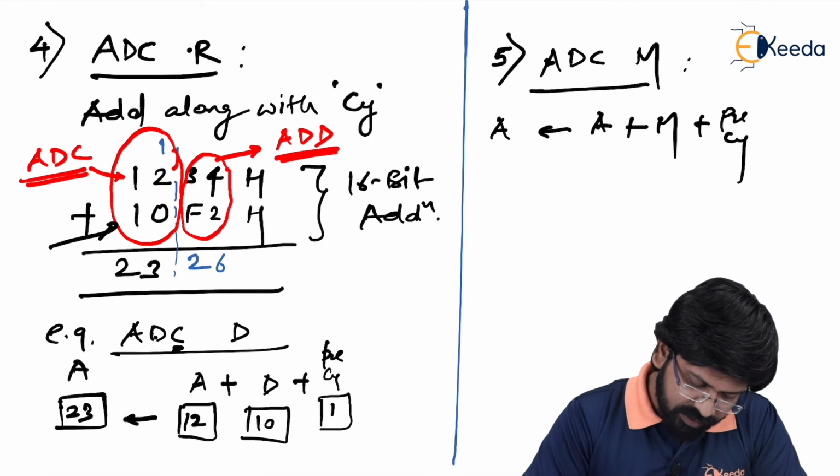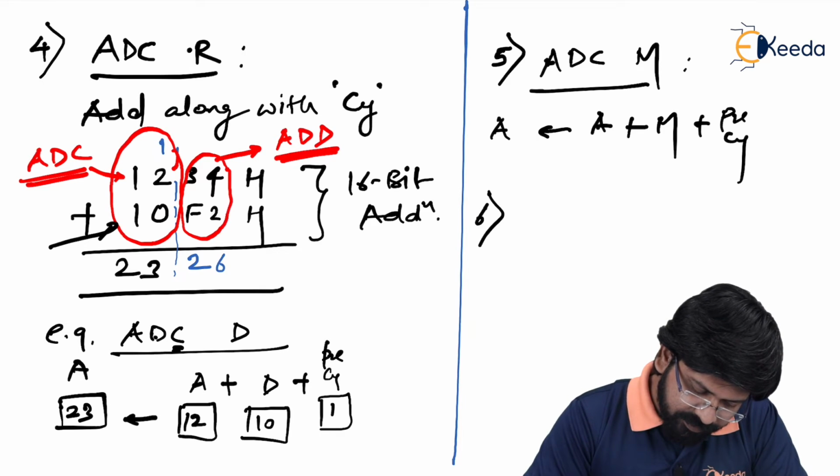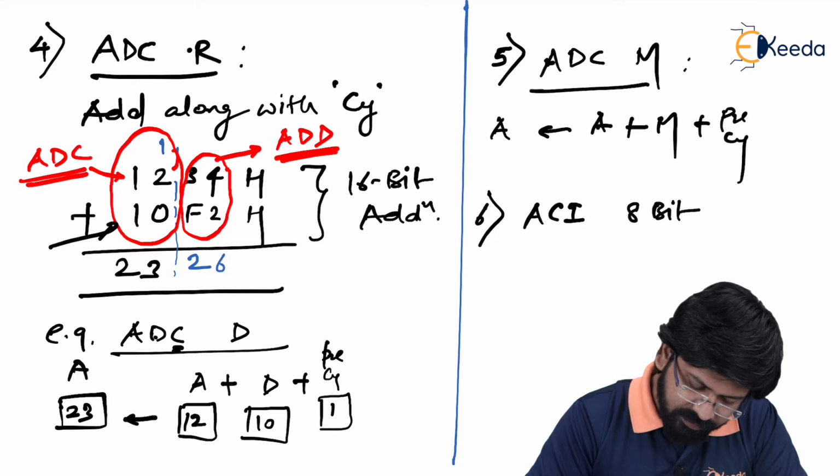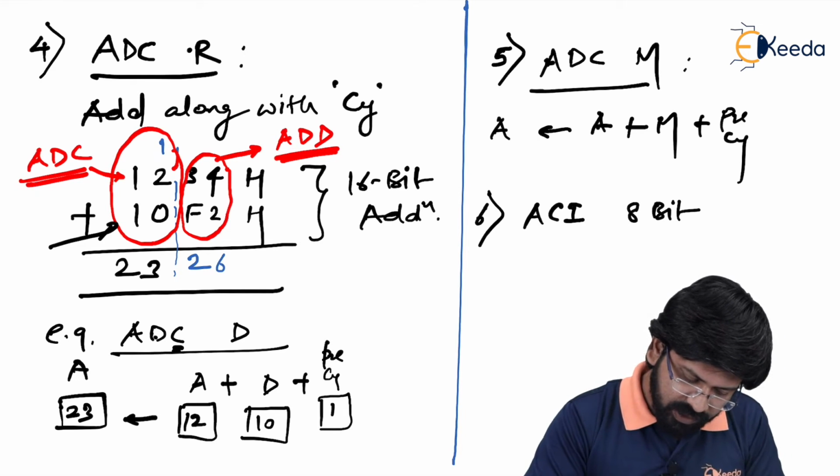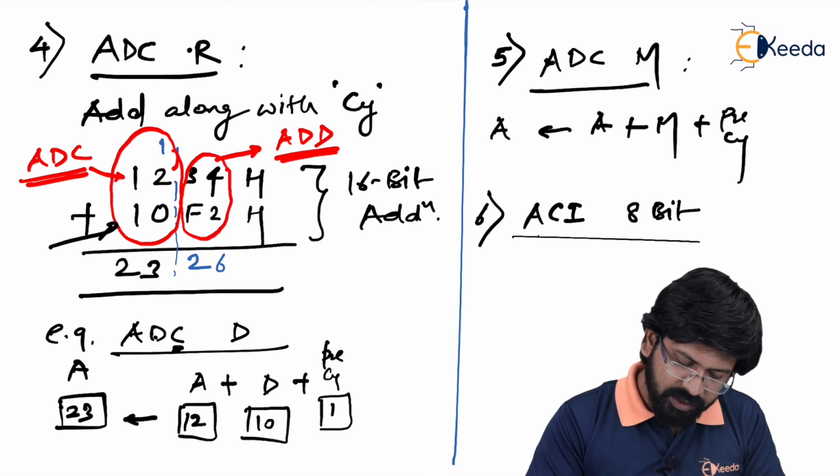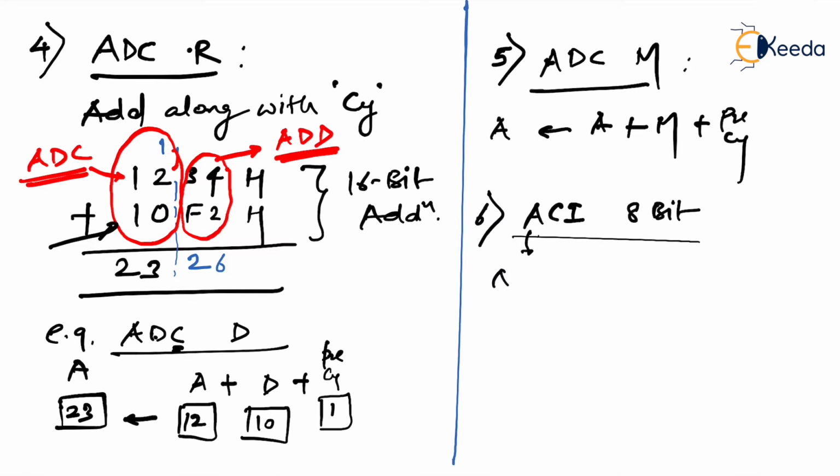Okay. Next instruction I can write is called ACI 8-bit. So I'll tell you how it works. Again, A stands for addition, I stands for immediate, and C stands for previous carry. And of course, because of immediate, this is 8-bit data to be added along with the previous carry. Let's say ACI 50 hex.